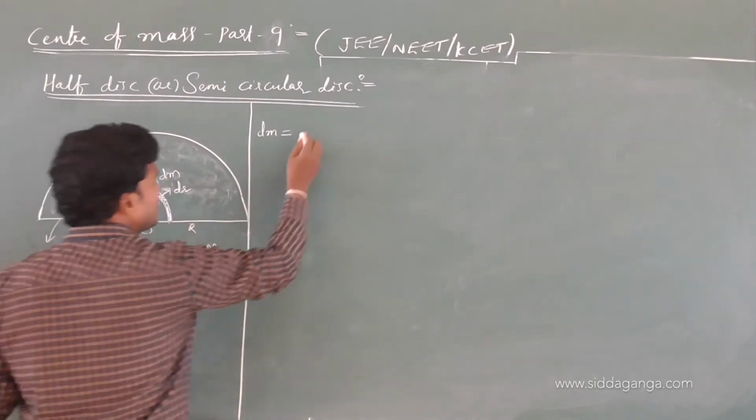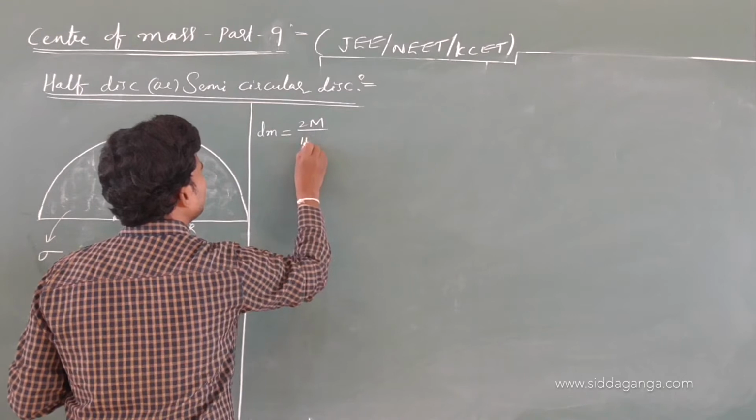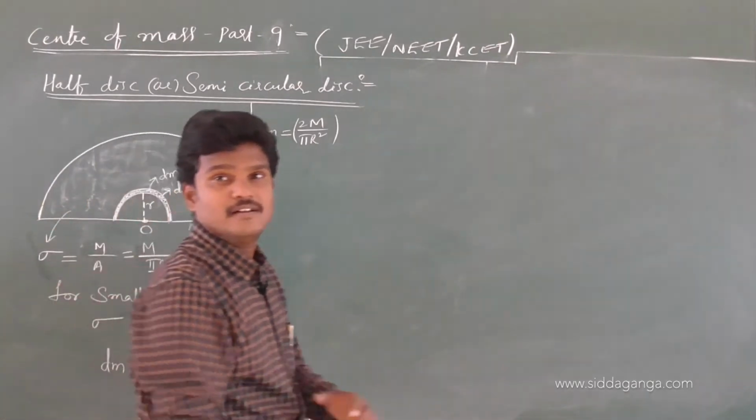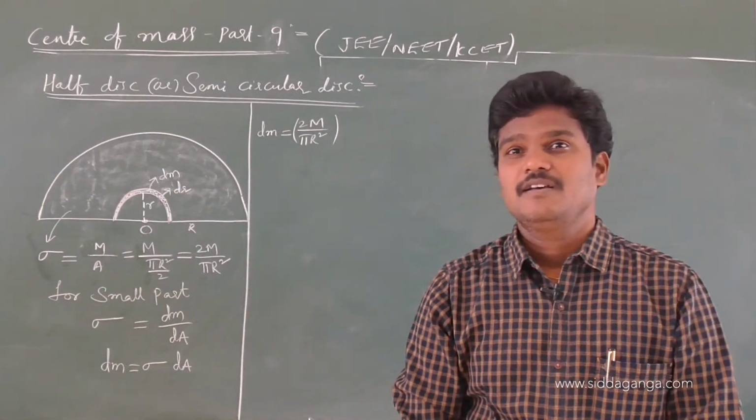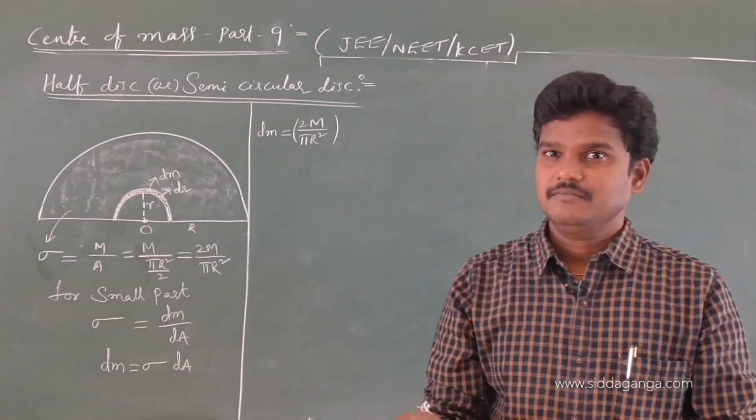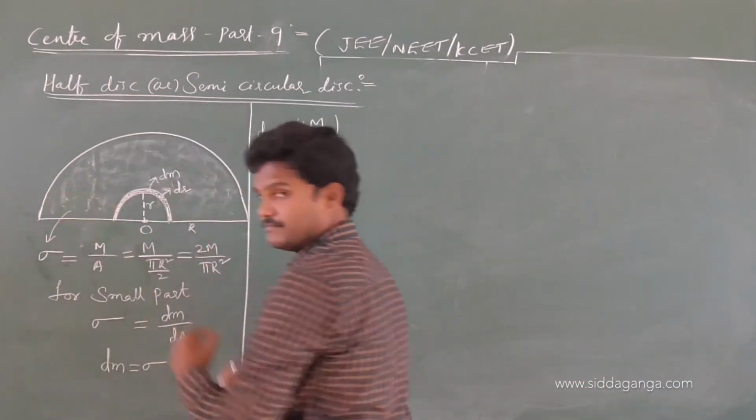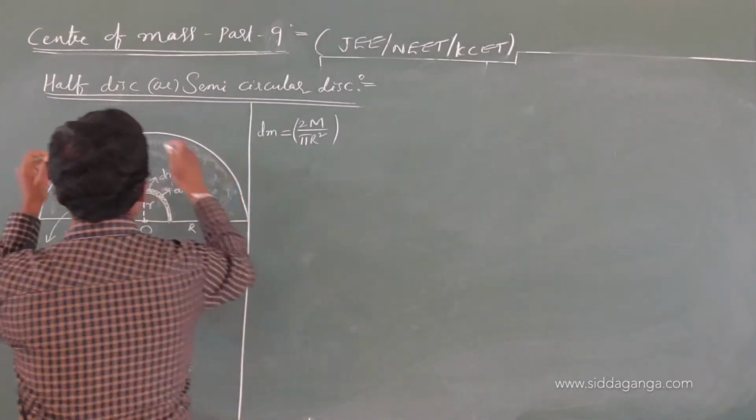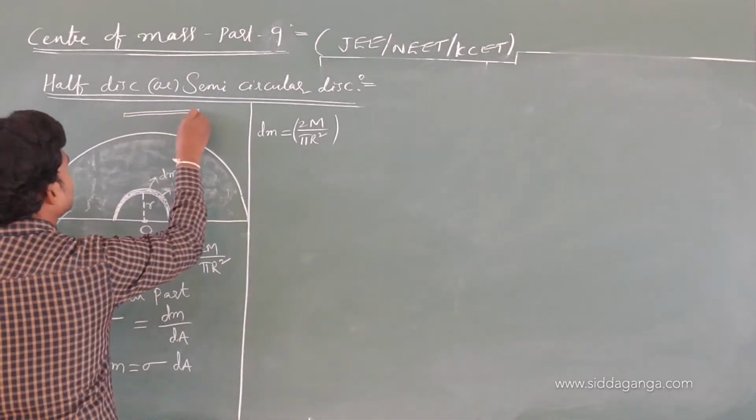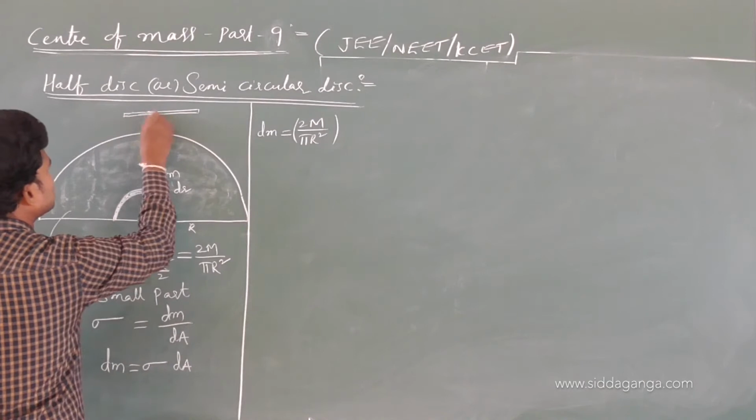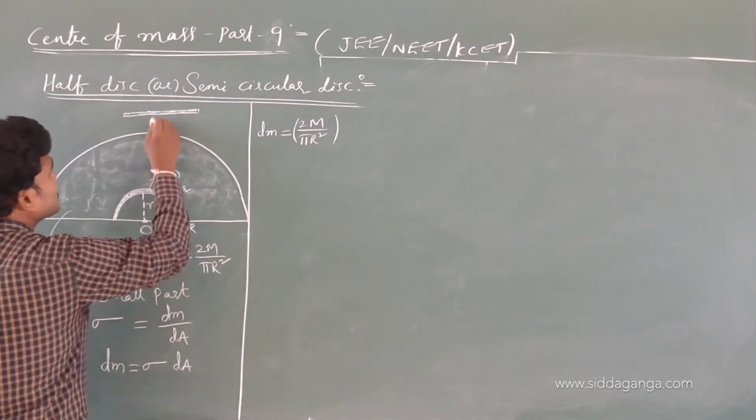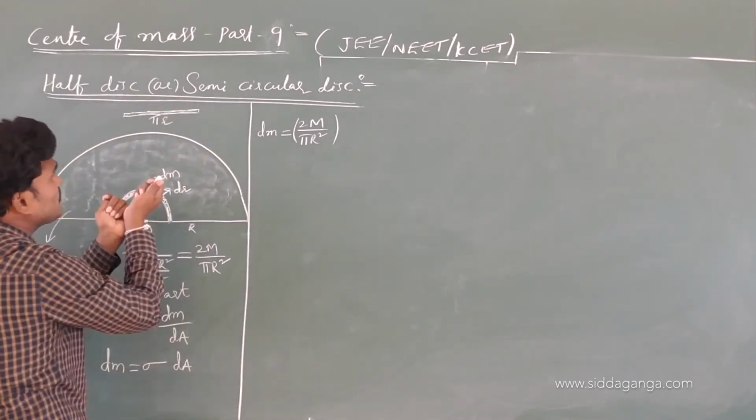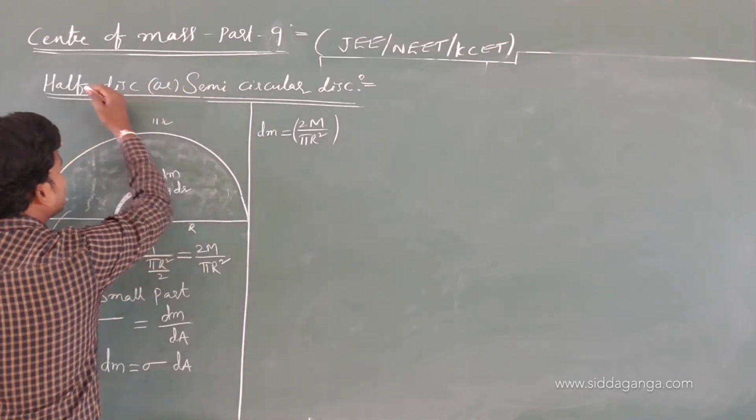Sigma is 2m by pi r square, into dA. What is this dA? dA is the area of the small piece, the area of this shaded region. Take this piece outside and stretch it on a floor. What is the length of this piece? If it is stretched on a floor and r is the radius, the length is pi r. In total, if it is bent into a full circle, it is 2 pi r. But how is it bent? It is in this manner.